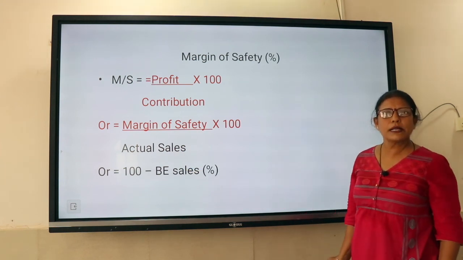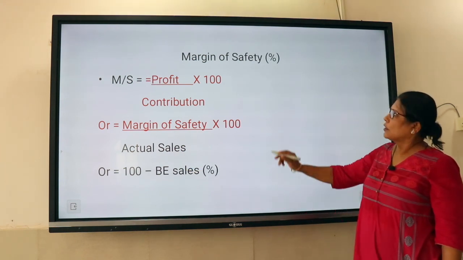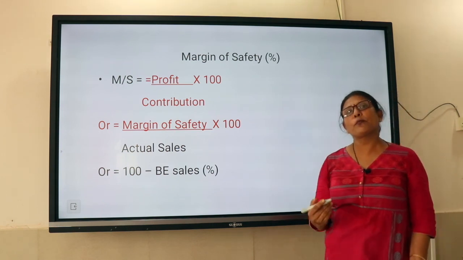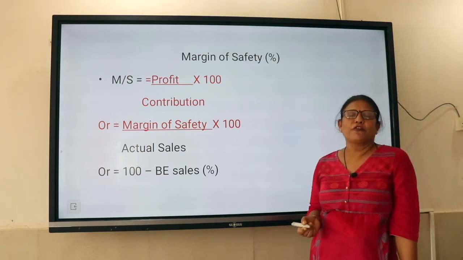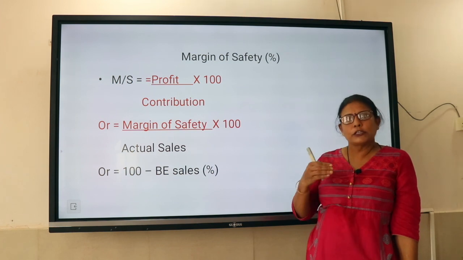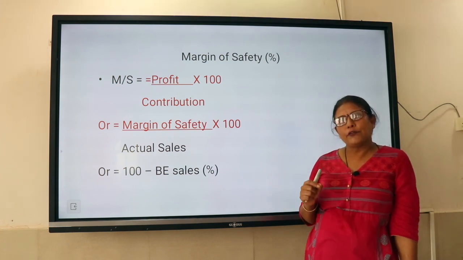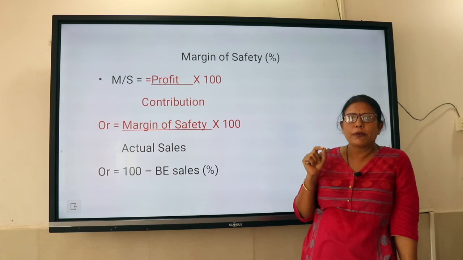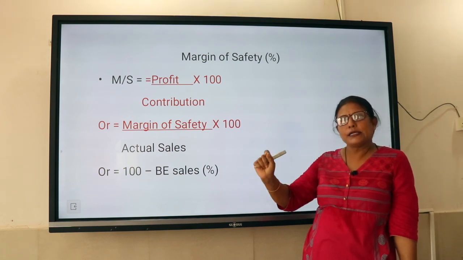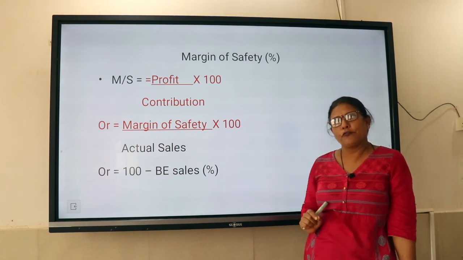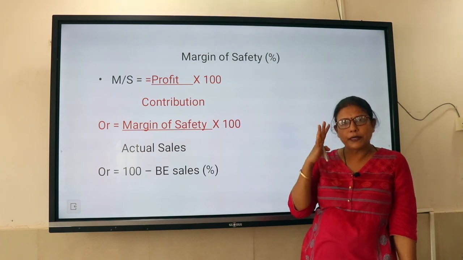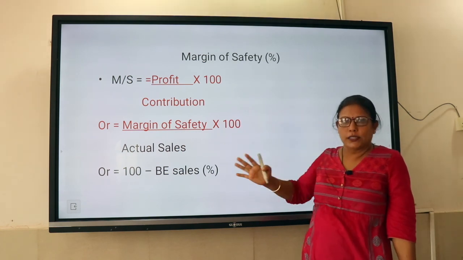So we'll see which formula we can use when we do a full-fledged problem on cost volume profit analysis. Okay, so in the next session, I will take a problem where we have been asked to find out various elements of cost volume profit analysis. So that will give you a better idea of how to apply all these formulas.